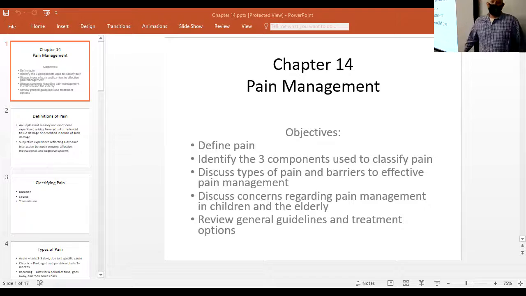So, less likely to receive adequate treatment. Why? Why do you think elderly are less likely to receive adequate treatment?